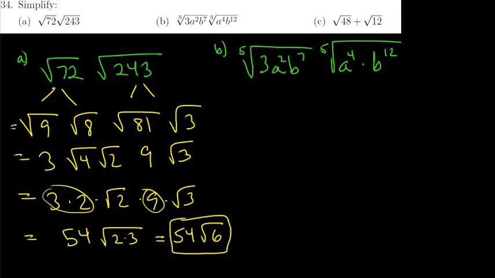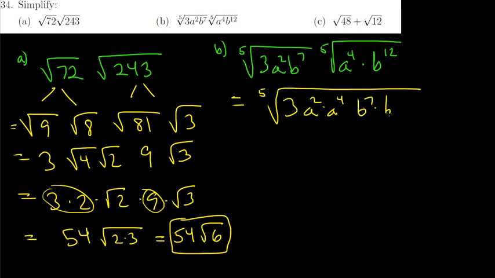Okay, part B, yeah, this is a little bit more reasonable because it's the 5th root, and like I say, you don't see that too often. So this is just the 5th root of 3 times a squared times a to the 4th times b to the 7 times b to the 12. So yeah, you can combine everything as well, right? So that's going to be a to the 6 times b to the 19th.